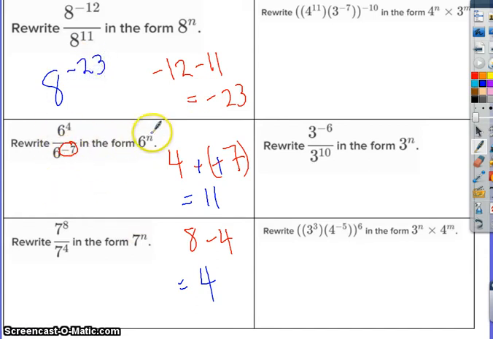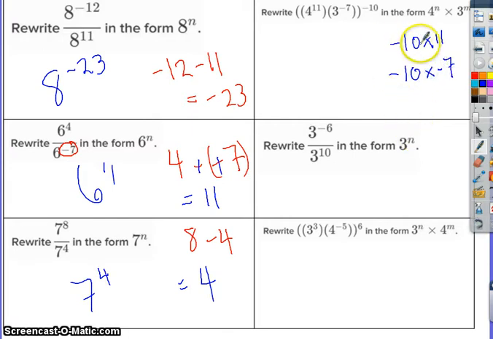Rewrite in the form 6 to the n. 6 to what power? Well, it's 6 to the 11th power. Rewrite in the form 7 to the n. That's 7 to the 4th power. And now let's start these. I'm multiplying here, so distribute negative 10 times 11, as well as negative 10 times negative 7. So 4 to the n times 3 to the m. What powers are they? This is negative 110, and negative 10 times negative 7 is positive 70.